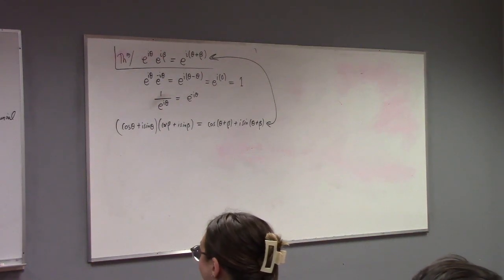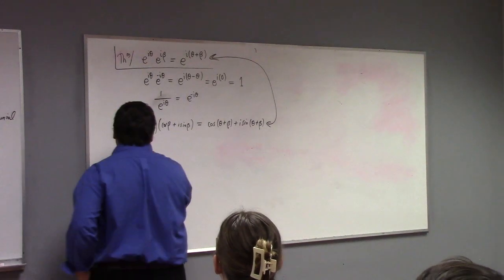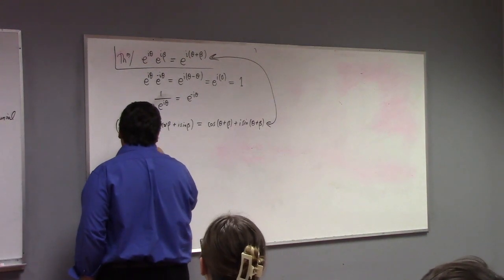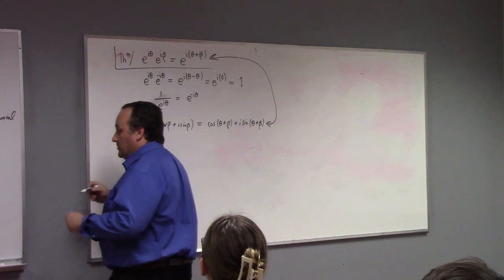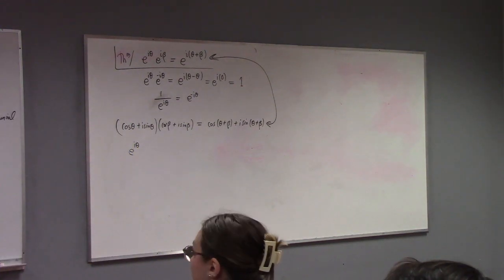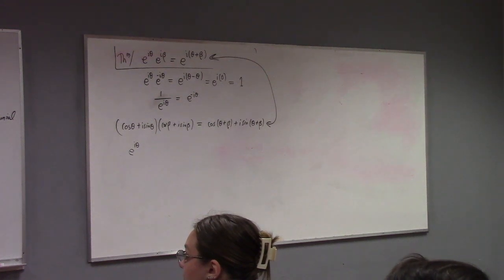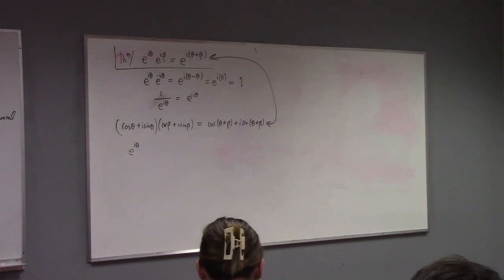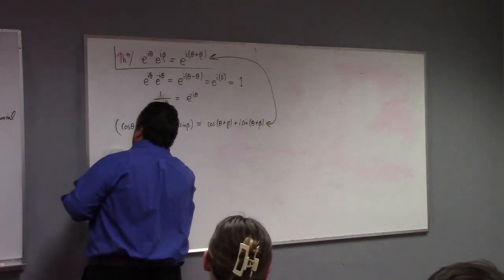For example, if we take e to the i theta, oh no, I must not do that. If this is a rabbit, if I chase it, we'll lose 10 minutes, and I want to tell you more interesting things in those 10 minutes. So I will not do that.